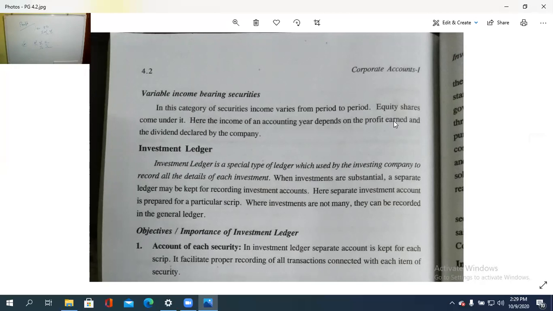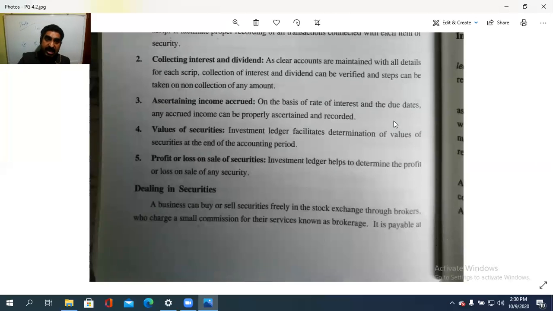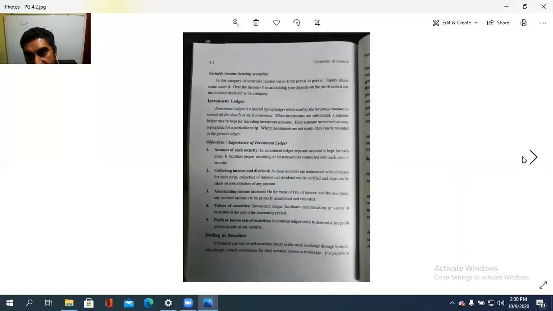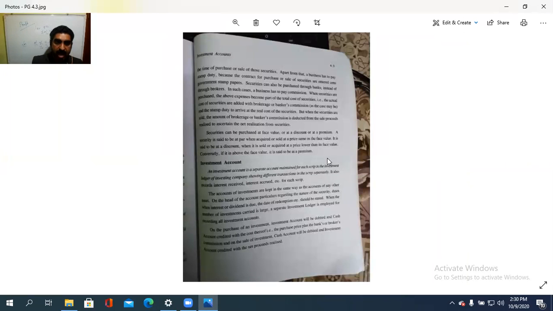Then another one is the investment ledger and its objectives. What is a ledger? Recording transactions and posting them to different accounts. That is the ledger. Like the same, investment ledger is a special type of ledger which is used by the investing company to record all types of investment. All the details with regard to each investment are to be there. Objectives are there. Then we see dealing in securities and also how the investment account is to be maintained and then the entry format for investment account.